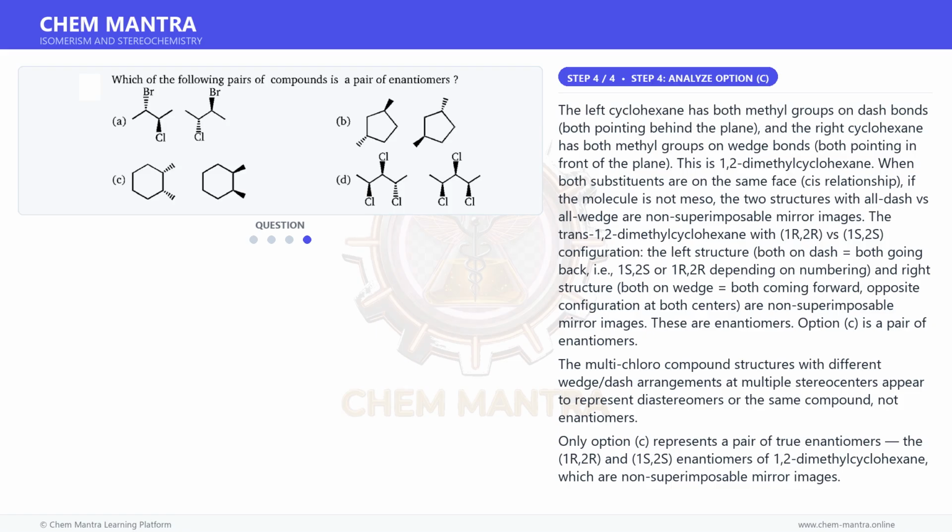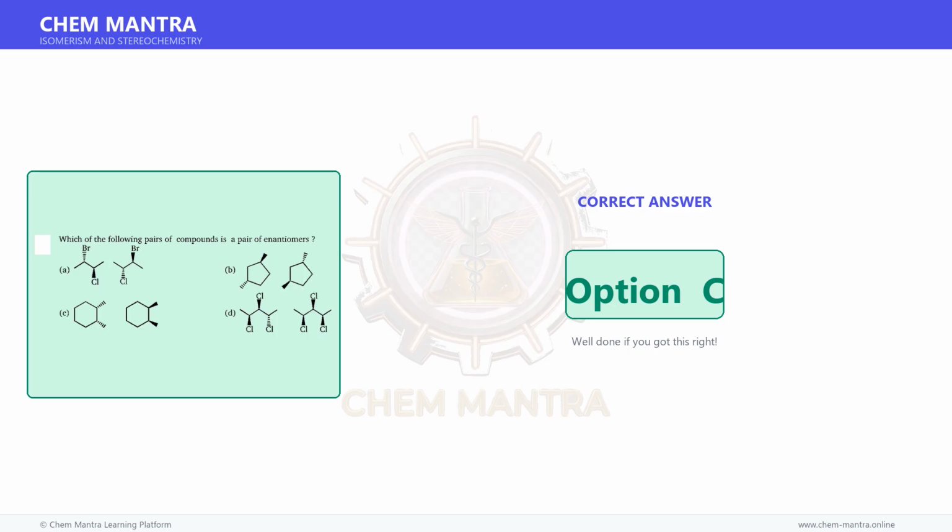The multichloro compound structures with different wedge dash arrangements at multiple stereocenters appear to represent diastereomers or the same compound, not enantiomers. Only option C represents a pair of true enantiomers, the 1R, 2R and 1S, 2S enantiomers of 1,2-dimethylcyclohexane, which are non-superimposable mirror images. Therefore, the correct answer is C.